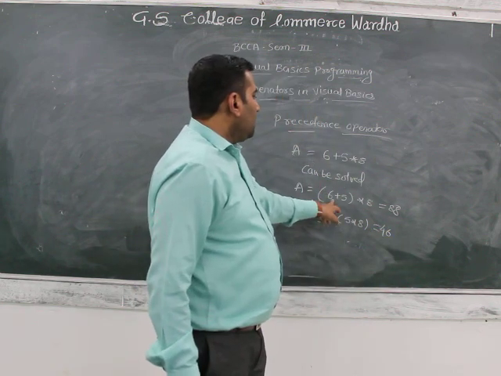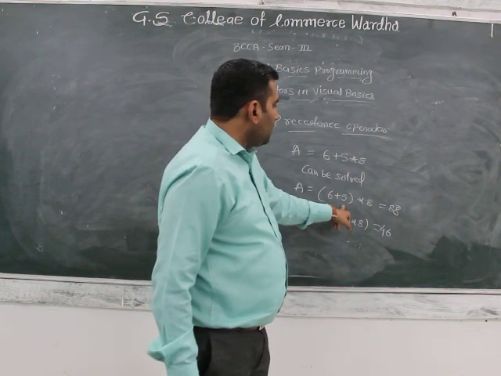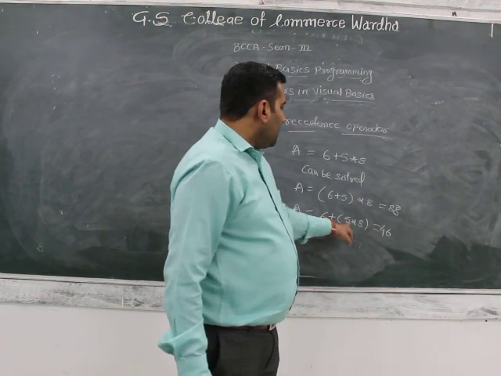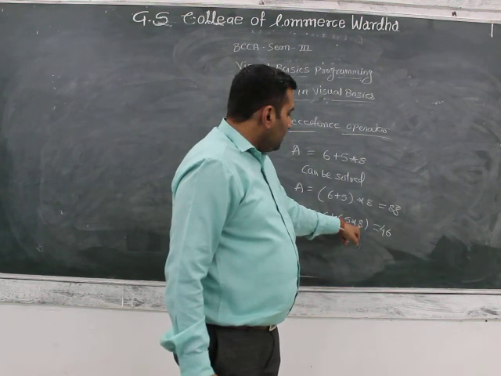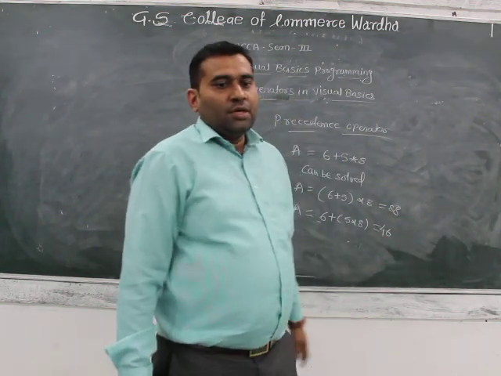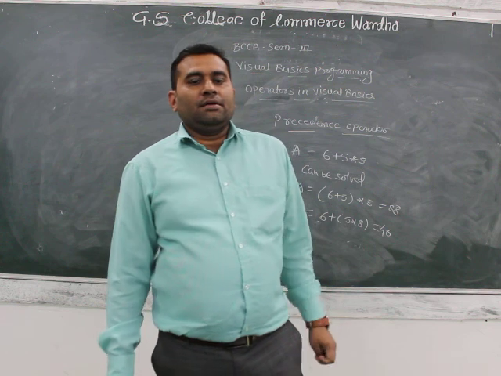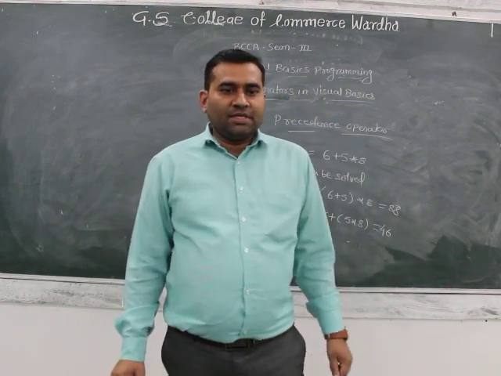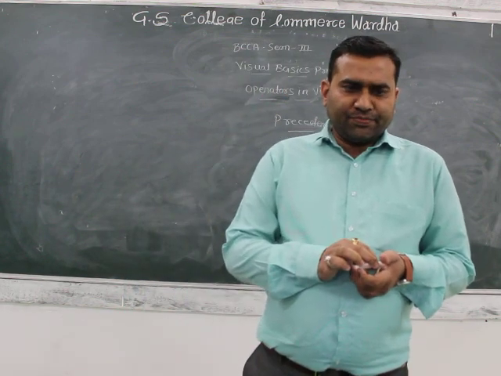In this solution, firstly solve the parenthesis. In the parenthesis 6 plus 5 means 11, into 8, 88. In the other, firstly solve 5 into 8, which is 40, and 40 plus 6 equal to 46. Visual Basic calculates such expressions according to the priority given to the operators. This is called operator precedence.